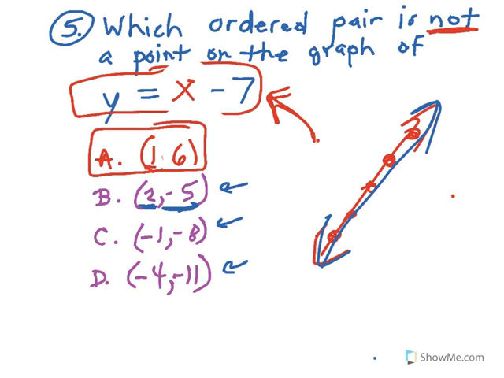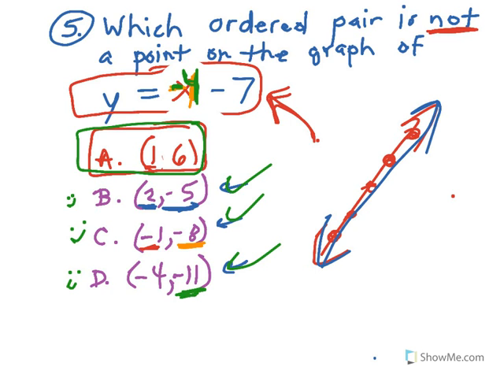Let's input negative 1 now. Negative 1, input right here. Negative 1 minus 7 is negative 8. And finally, input negative 4. Negative 4, subtract 7, and that is negative 11. So you see how all of these check out because these are points on the line. However, this one is not because it does not fit into that function. We know it should be negative 6, however it says positive 6.